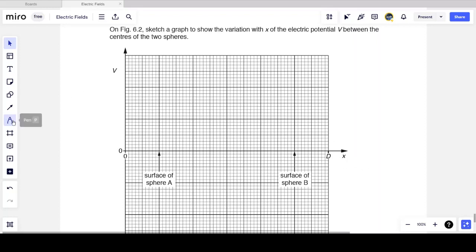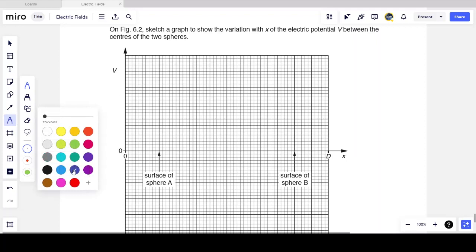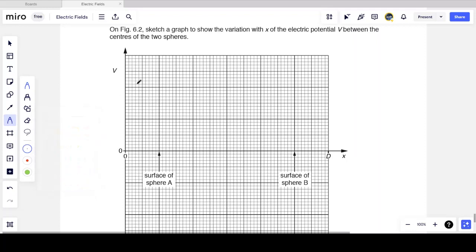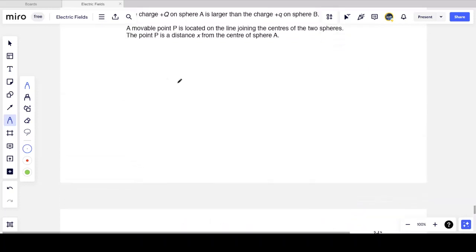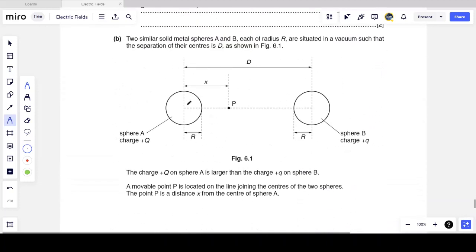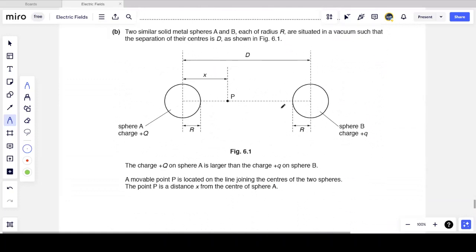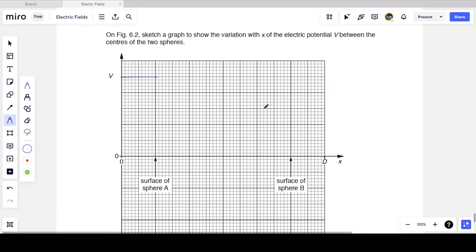So what I need to do is first sketch the potential inside sphere A. Remember what we said about the potential inside a sphere? It's a constant value. And it's always going to be positive because the sphere is positively charged. In fact, the potential everywhere is going to be positive because both spheres are positively charged. So a positive number plus a positive number will always be a positive number. It's not going to touch zero anywhere.